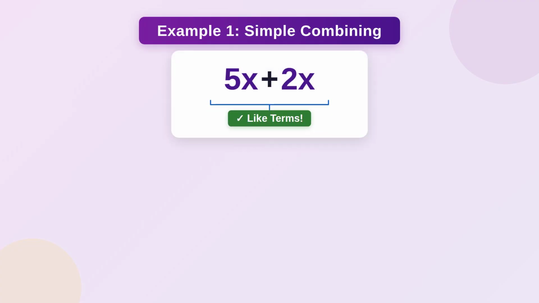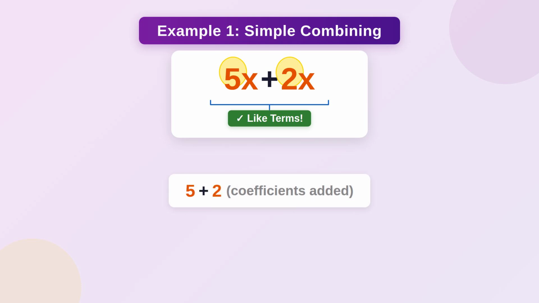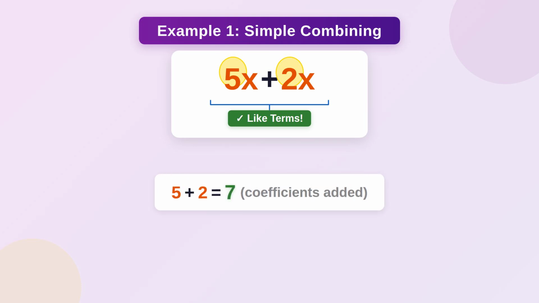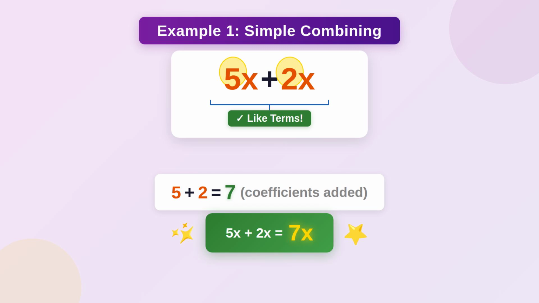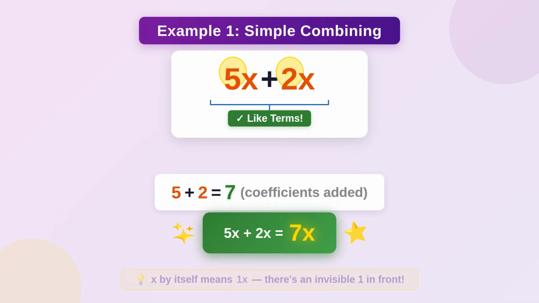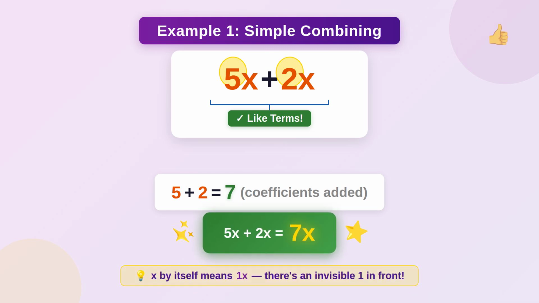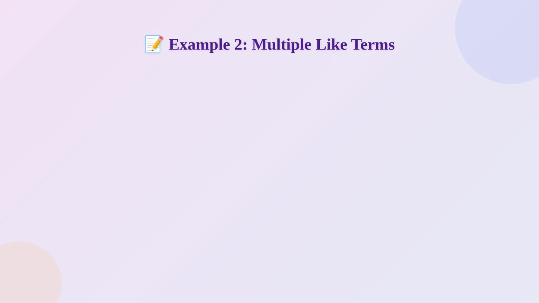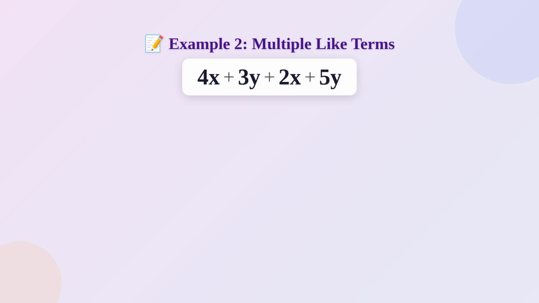Marcus finds his first problem, 5x plus 2x. Let's solve it together. We look at 5x and 2x. Both have the variable x. So yes, these are like terms. Now we add the coefficients. 5 plus 2 equals 7. We keep the variable x unchanged. So 5x plus 2x equals 7x. That's Marcus's first algebra win right there. Notice that x by itself means there's an invisible 1 in front. Good to remember for later.